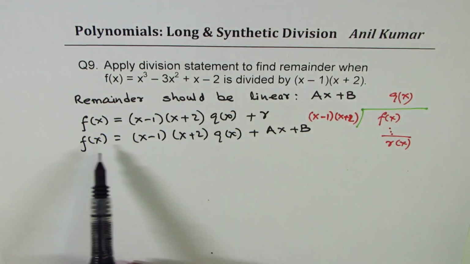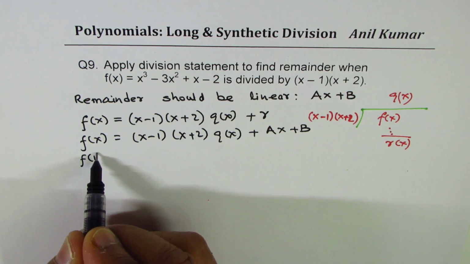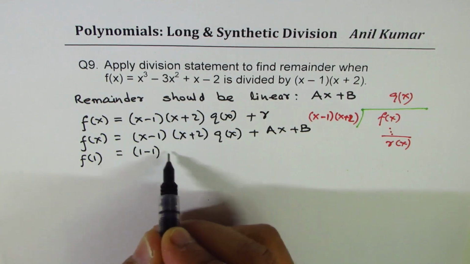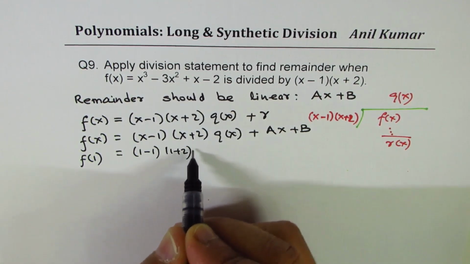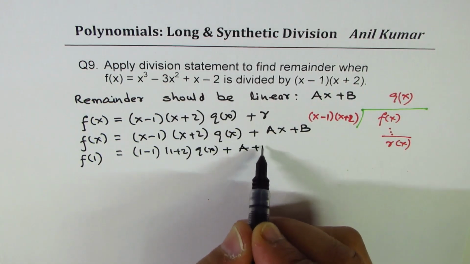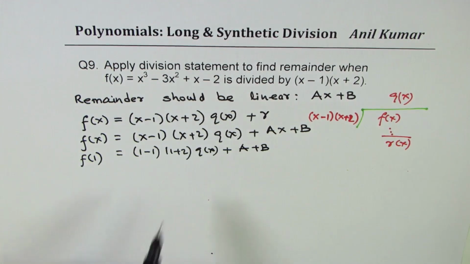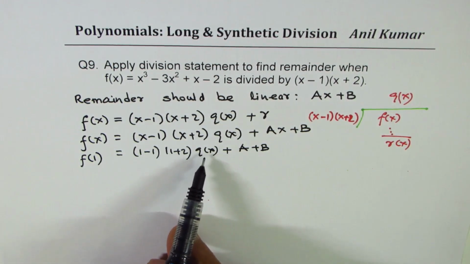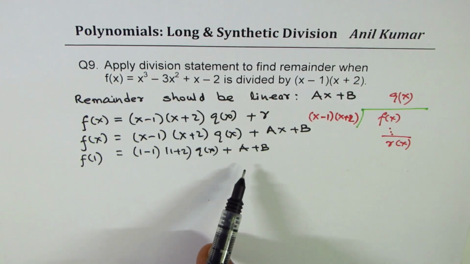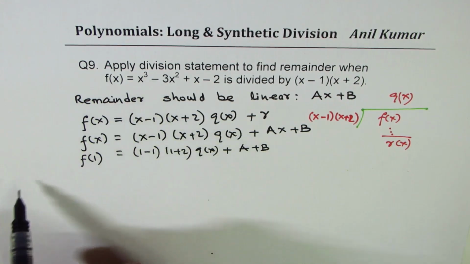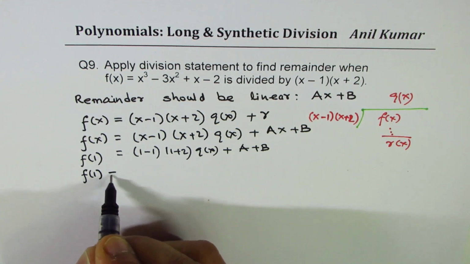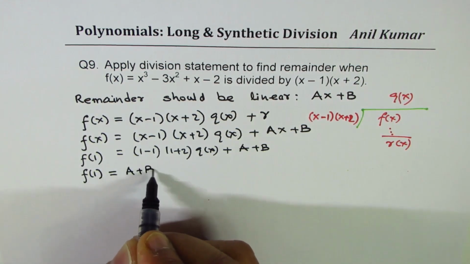Now see what happens if I write f of 1 here. If I replace x with 1, I get 1 minus 1, which is 0, times 1 plus 2 times q of x, plus a plus b, right? This is what I get. So 1 minus 1 is actually 0, so f of 1 is equal to a plus b. You get the idea, right? So f of 1 is a plus b. So let's find what f of 1 is.